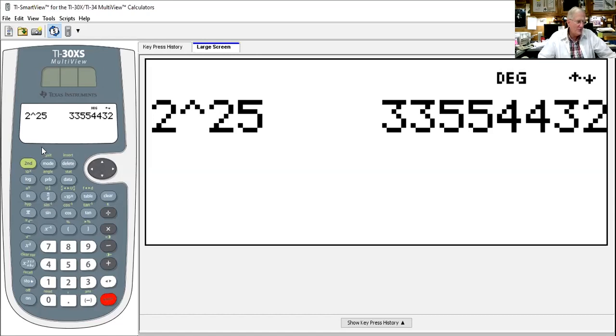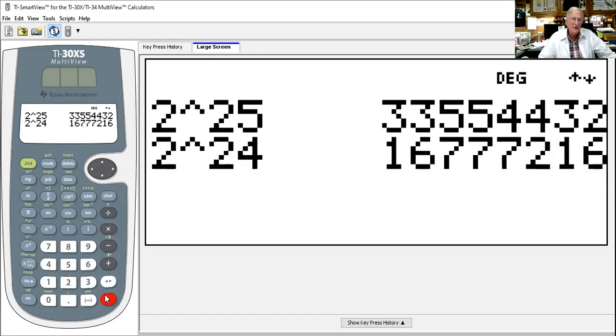So let's try 2 to the 24th. So let's do 2 caret 24, enter. Ooh, 16,777,216. Now that is bigger than 15,840,000. So if you could fold a sheet of paper 24 times, right?